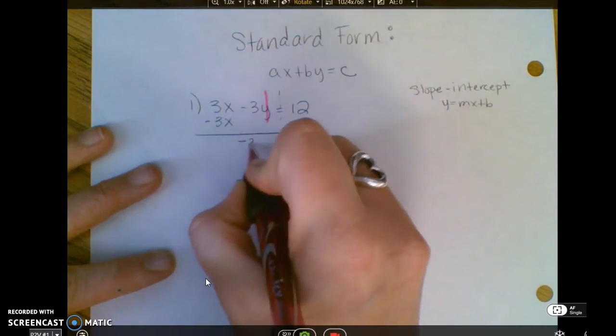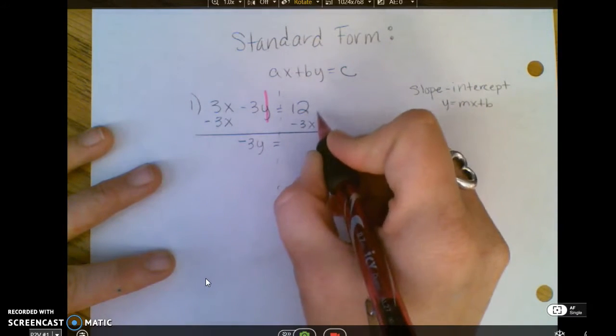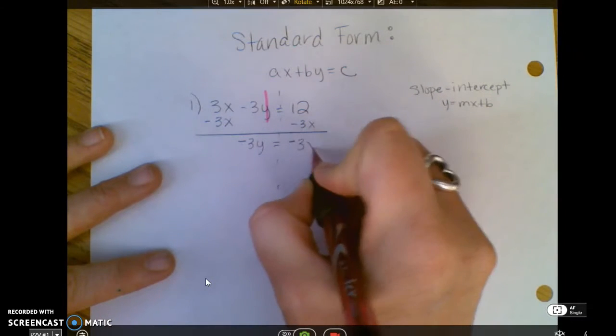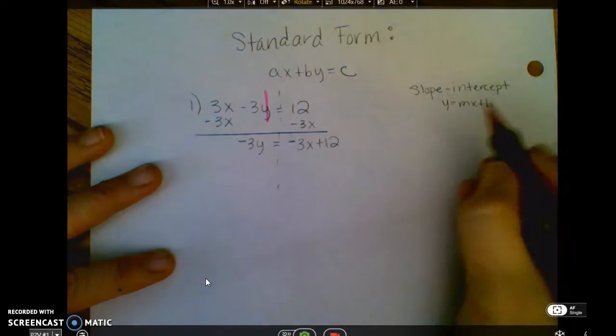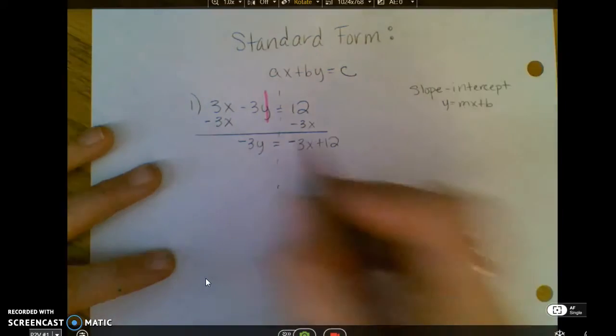Notice that is negative 3y. These two are not like terms. This has an x, this does not. I'm going to put the x first. That is a positive 12 because over here, notice mx, slope, and intercept come first.